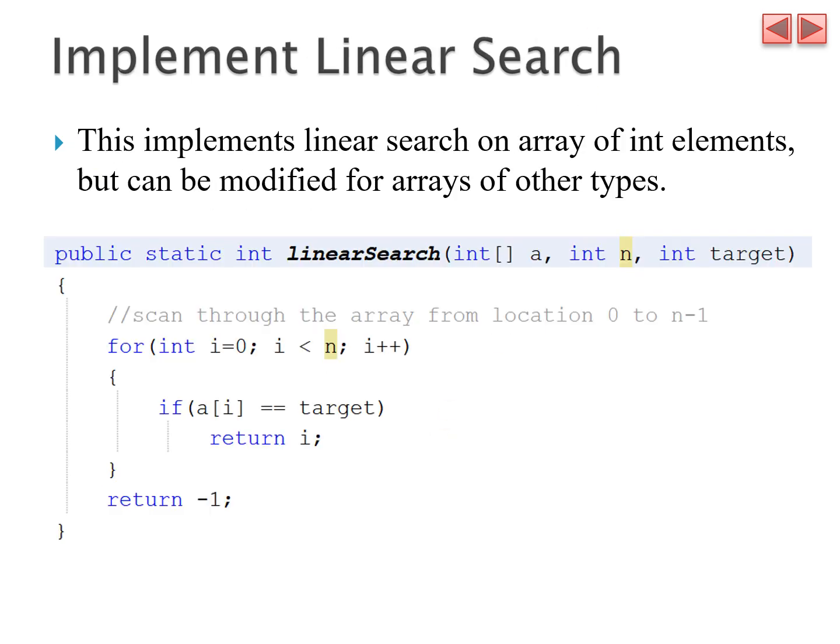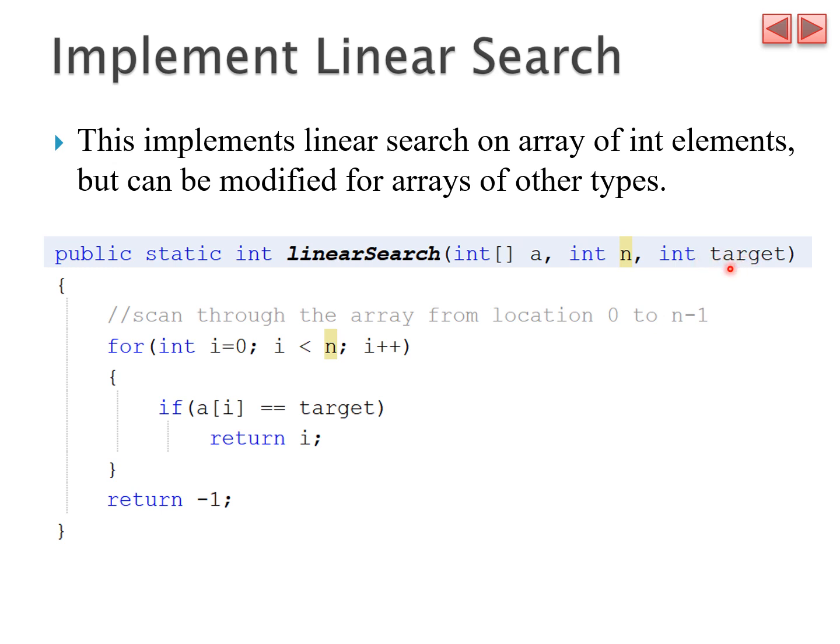Now that you have understood how the linear search algorithm works, we can implement it in Java. This method implements linear search on an array of int elements, but its header can be modified for arrays of other types. The method takes three parameters corresponding to the three inputs of the searching problem. The first parameter is array parameter A. The second one is parameter n. The last parameter is the target value.